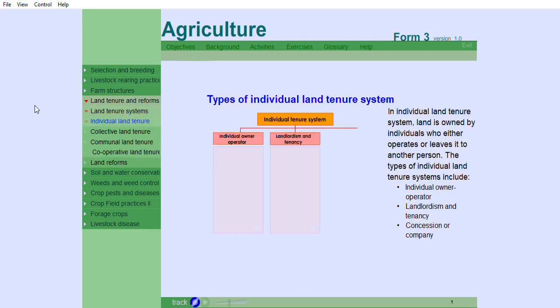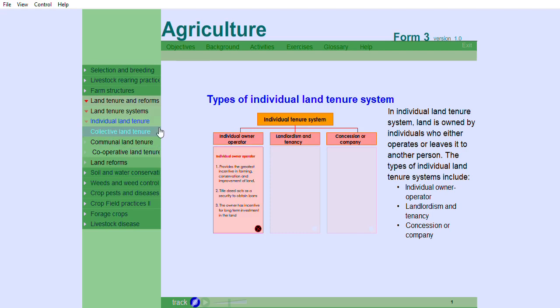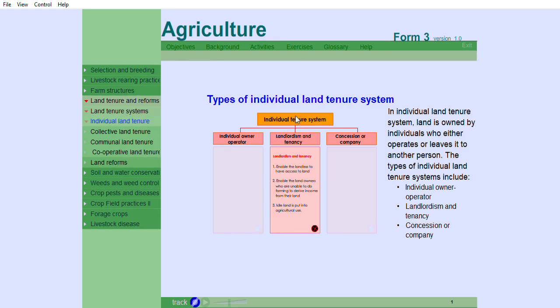Types of individual land tenure system. In individual land tenure system, land is owned by individuals who either operate it or leave it to another person. The types of individual land tenure systems include individual owner or the operator, landlordism and tenancy, concession or company.